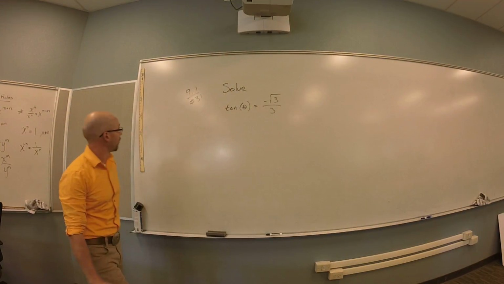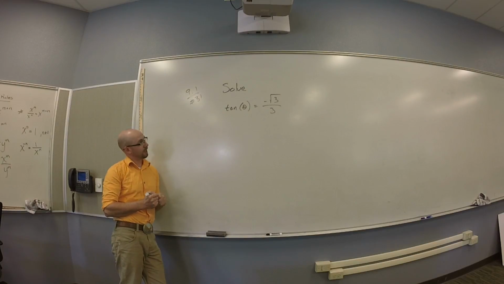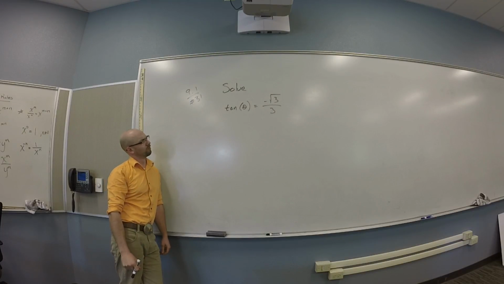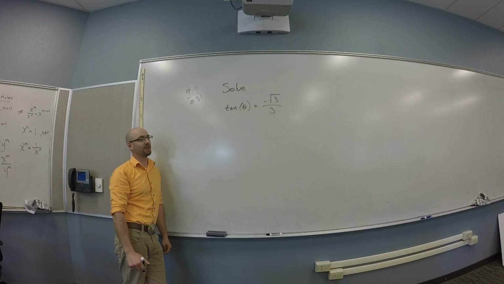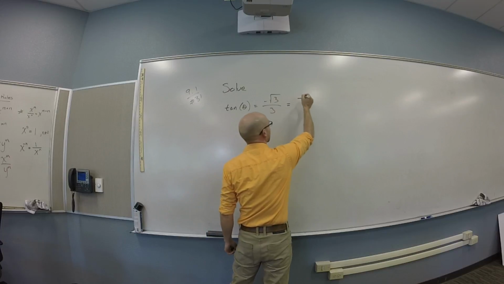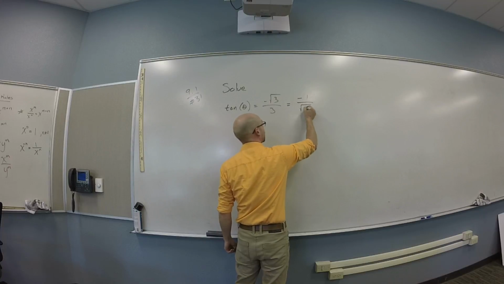All right, so suppose we wanted to solve 9.1 number 31, which says solve tangent of theta is minus root 3 over 3. Okay, so what do I do? I rationalize the denominator. It looks as though the denominator has been rationalized. So I think there's a negative, right? And then what did they rationalize to get this thing? 1 over root 3.